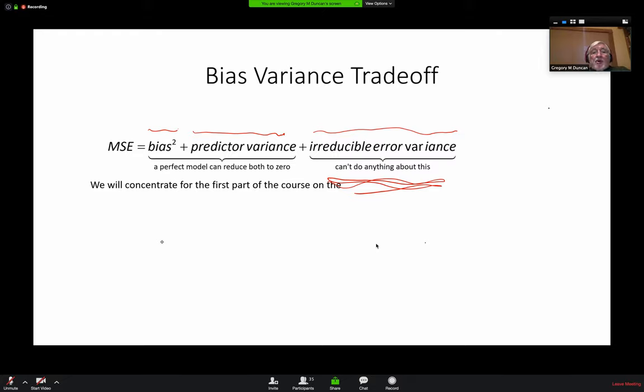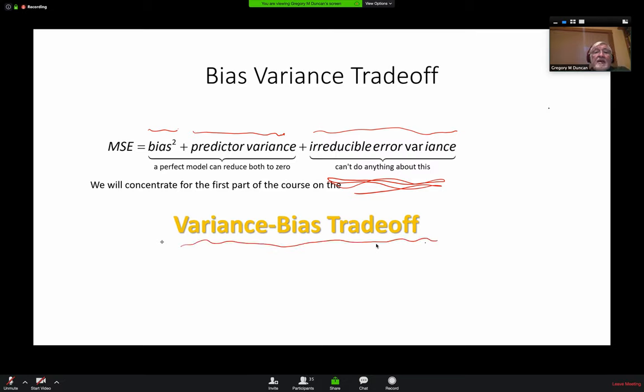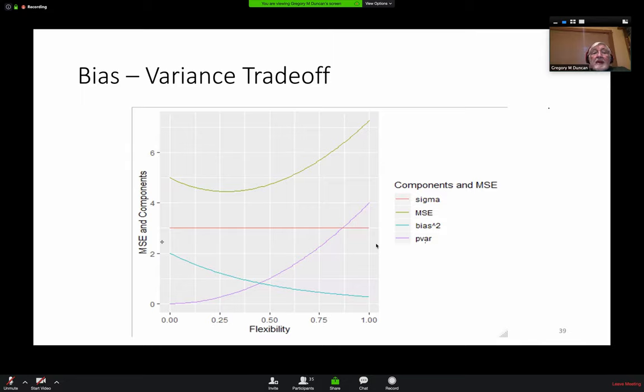For the first part of the course, we're going to be interested in what's called the variance bias trade-off. I don't want you to forget that there will be an irreducible error variance there that we simply cannot get rid of. So even though I'm concentrating on this part, I don't want you to forget that. So let's take a look at the variance bias trade-off.